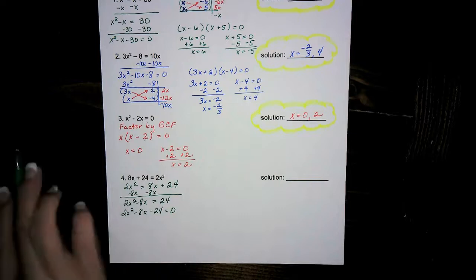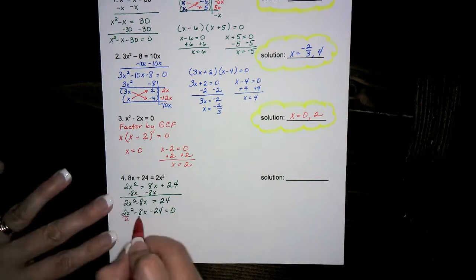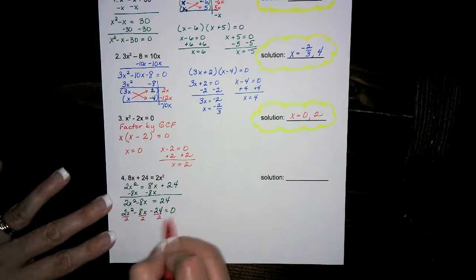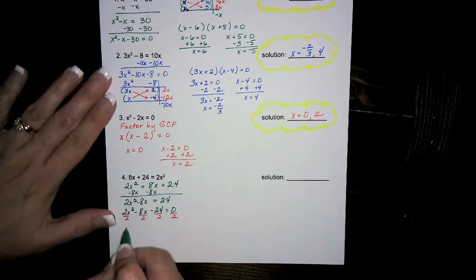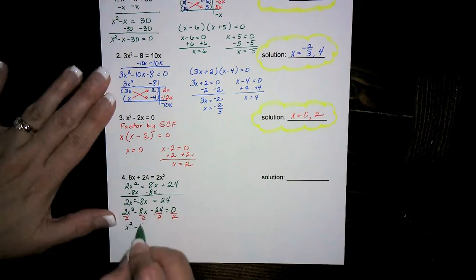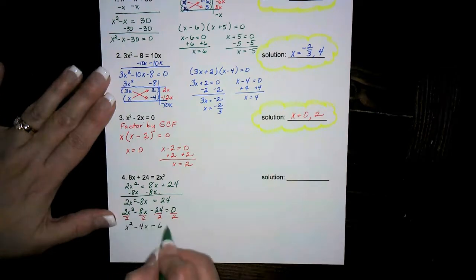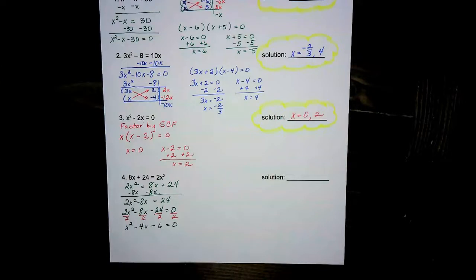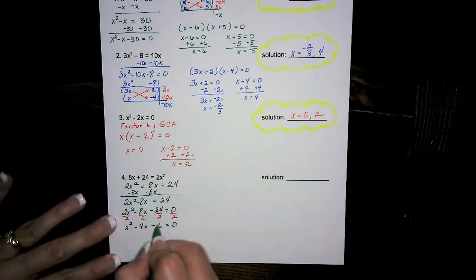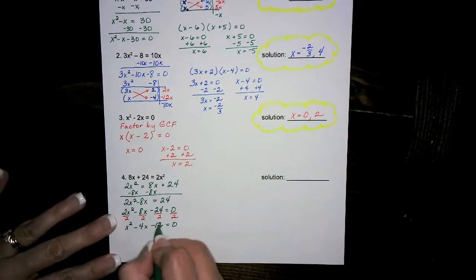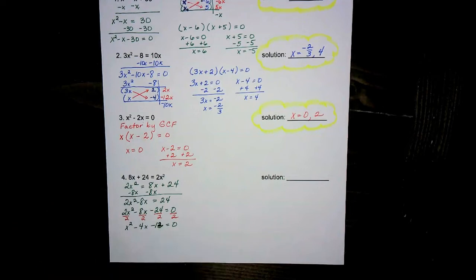So if I just divide this guy by 2, I divide this one by 2, this one by 2, and this one. Every single term gets divided by 2. Then I'll have x squared minus 4x minus 6 equals 0. And that became a lot simpler. I'm dealing with smaller numbers. And oops, you know what? That's not 6, that's 12. Thank you for catching that.